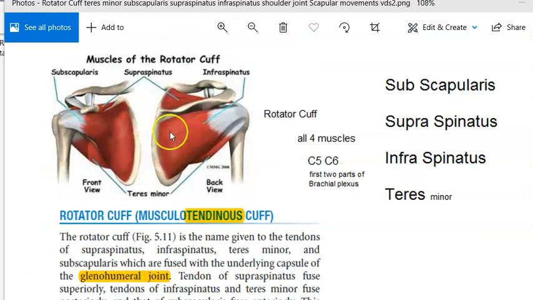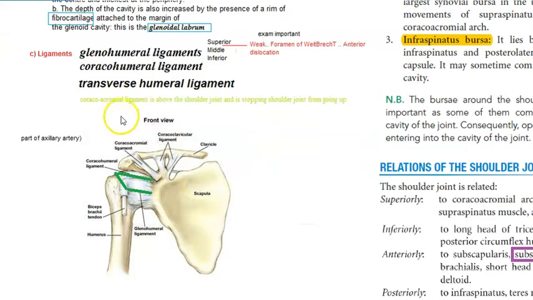The rotator cuff muscles, you can see here from the posterior view: this is the supraspinatus, infraspinatus, then you have the teres minor shown here. This is the posterior view of the right shoulder joint. And in the anterior view, you can see the subscapularis. So these are the four muscles of the rotator cuff, the musculotendinous cuff. These all provide stability to the shoulder joint. And there are a lot of ligaments also here, guys.